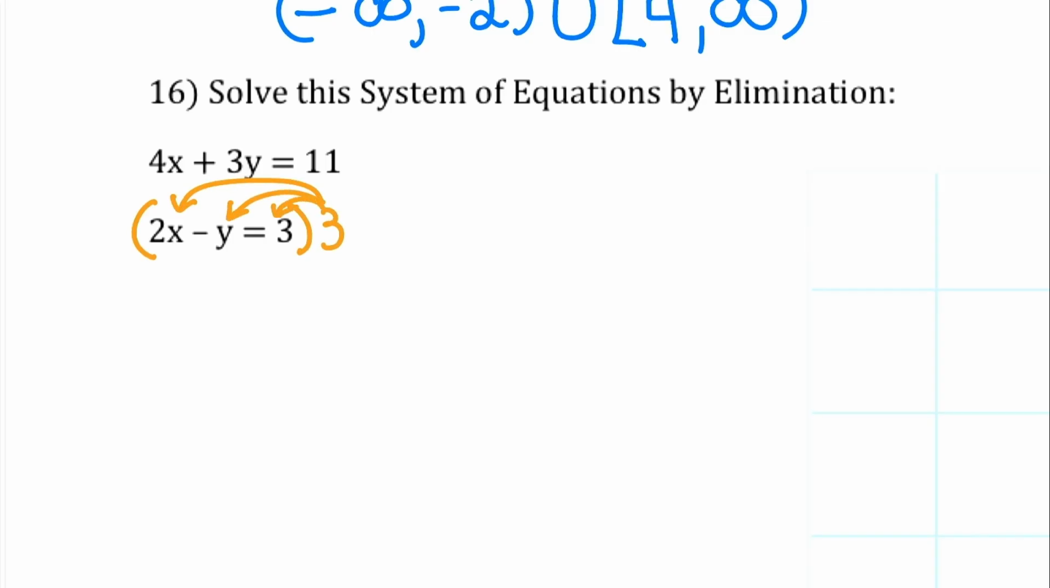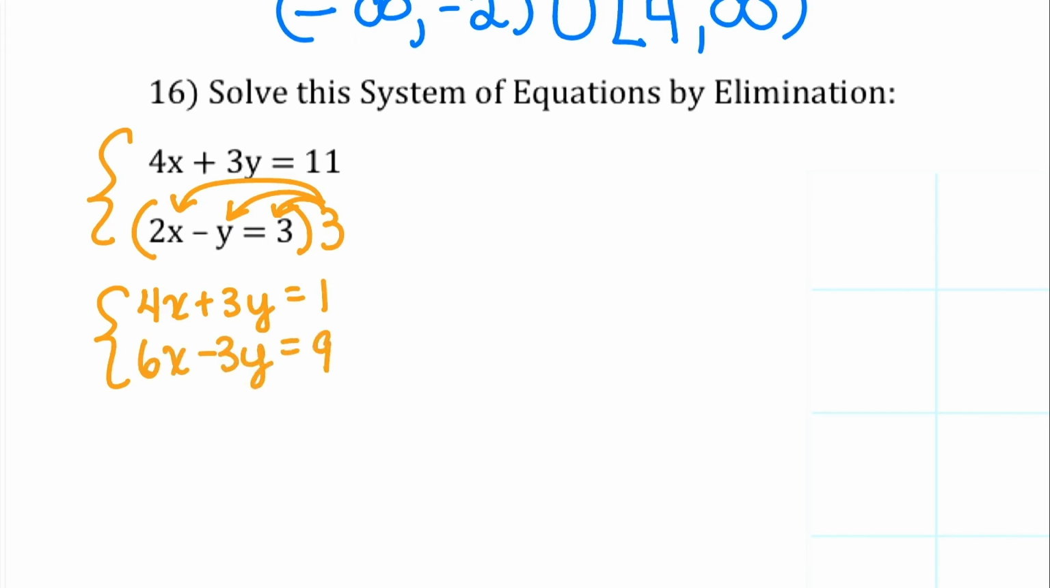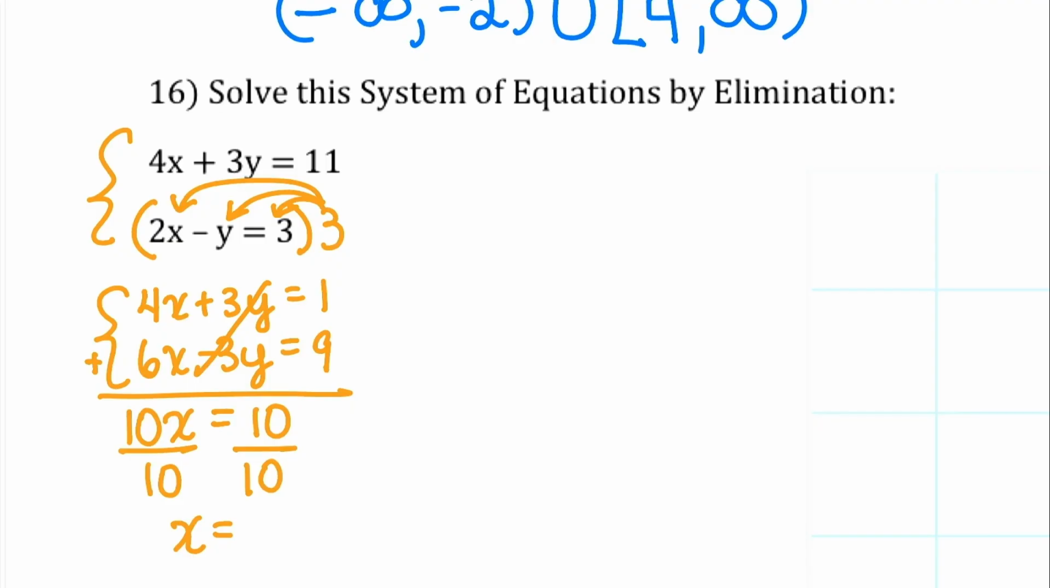Whenever we're choosing what number to multiply by, we have to think about what would add together so that one of the variables will cancel. So when we do that, we are going to get the result. Let's rewrite this top equation. We're going to get 6x minus 3y equals 9. When we add these straight down, 4 plus 6 is 10x. Our y's will cancel, and that's going to equal 10. When we divide both sides, we're going to get x equals 1.